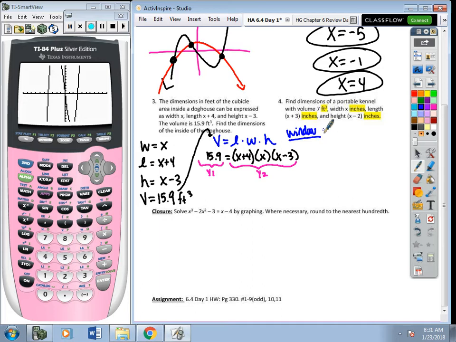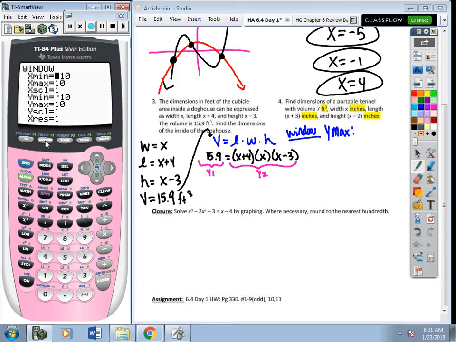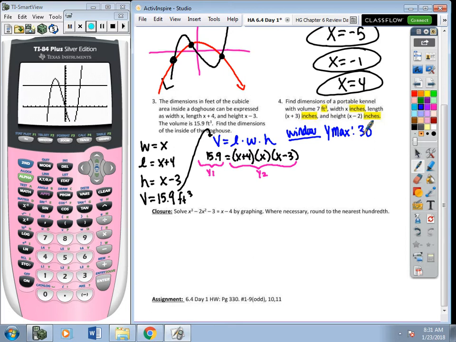We really probably just need to change our y max. I know I at least need to get to 15, so why don't we just make it like 20 or 30, and that way we can see high up. So I'm going to change my y max to be, say, 30. 20 probably would have been fine, but that way I can give myself a little space. And we have to find all 3 zeros.